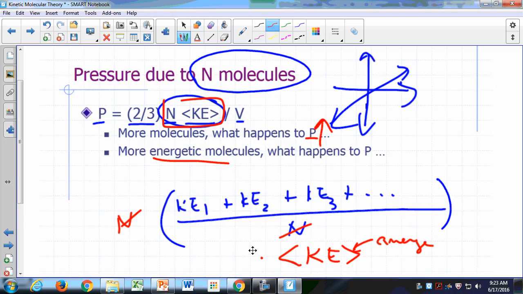The more energetic your molecules are, that means the faster those molecules are moving, or the more massive those molecules are. Remember, kinetic energy is 1/2 mv squared. What happens to your pressure? The greater the kinetic energies of the molecules, the greater the pressure, because they're going to collide with the wall at a much faster speed, so you'll have greater acceleration happening to those molecules. That means they'll be imparting a greater force on the wall.